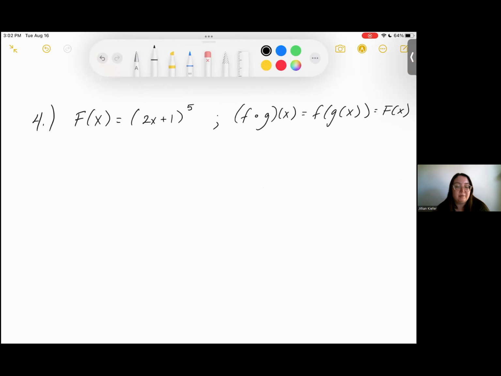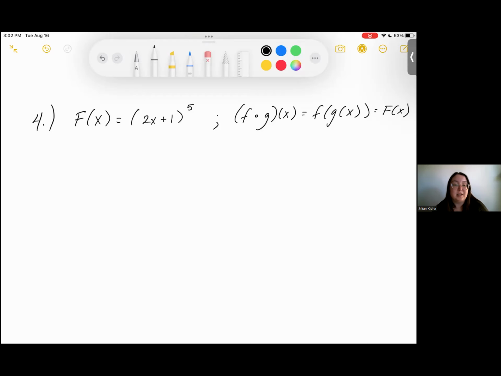All right, so here we are with problem 4. We have capital F of x is equal to 2x plus 1 to the power of 5. So we want to know what is f of x and what is g of x such that their composition is equal to capital F of x. So we have written here off to the side the f circle g or f of g of x is equal to f of g of x, where g of x is inside the function f to create capital F of x. So we're asking here what's going to be f of x and what's g of x to make this statement true. The funny thing about this problem is that there are actually quite a few correct answers.